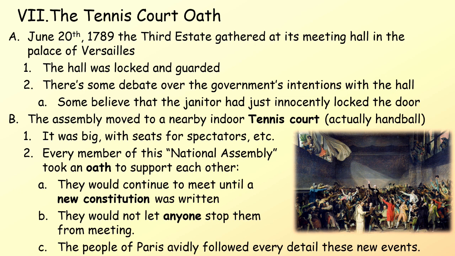The Tennis Court Oath. On June the 20th, 1789, the Third Estate gathered at its meeting hall in the Palace of Versailles. The hall was locked and guarded. There's some debate over the government's intentions by doing this. Some believe that the janitor had just innocently locked the door. But at any rate, the assembly moved to a nearby indoor tennis court. It was actually a handball court, but they called it a tennis court.